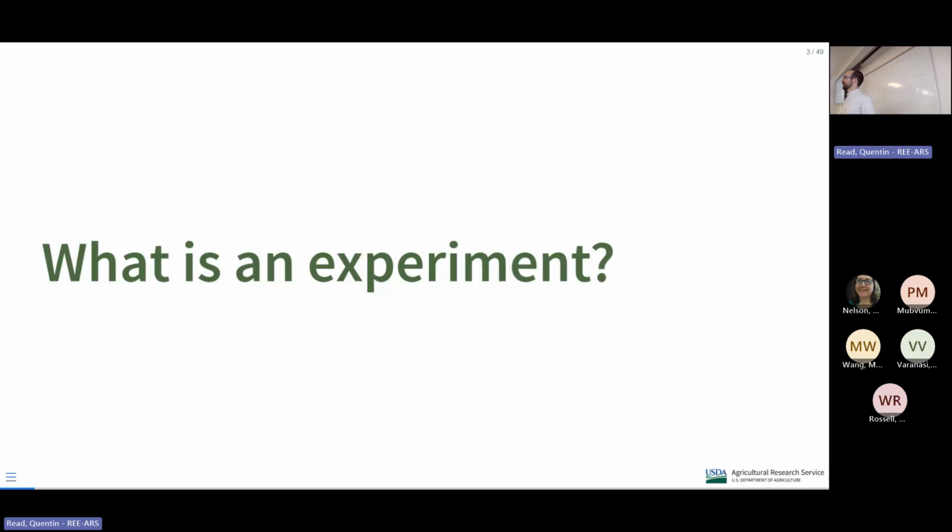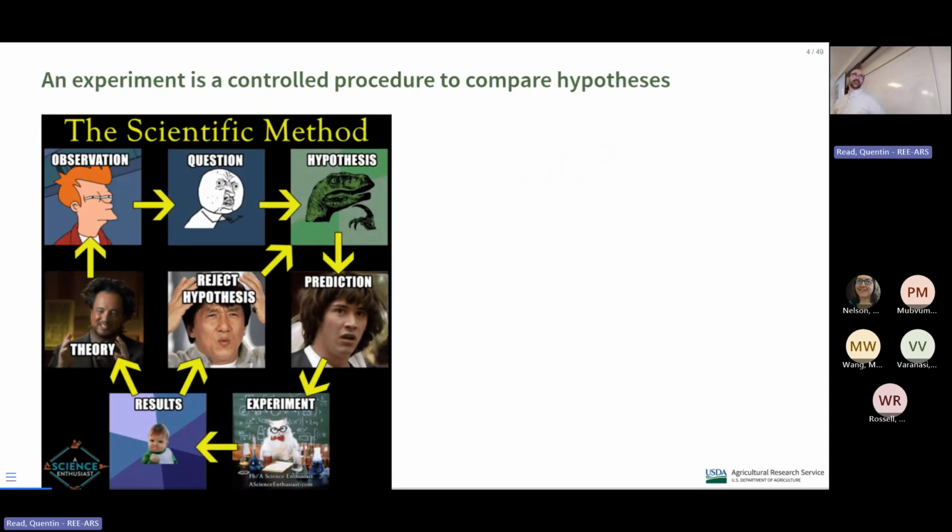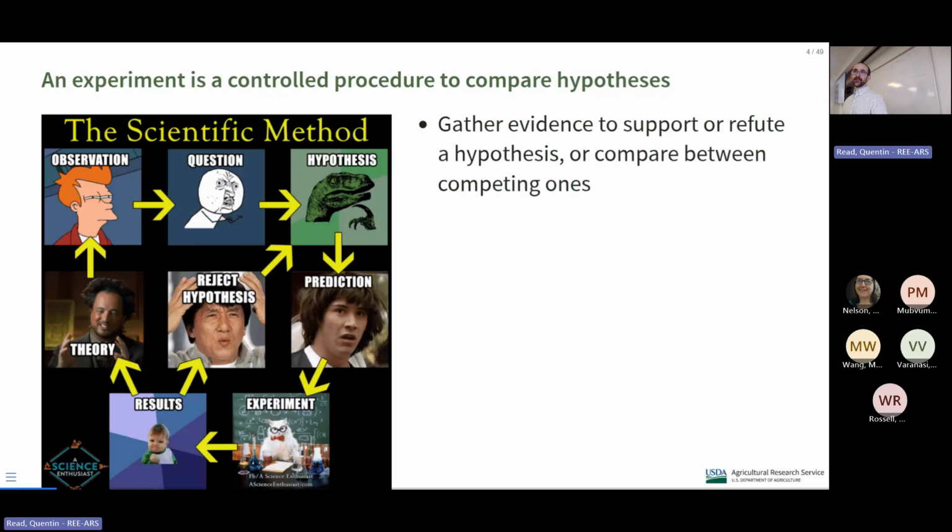I'll give a little historical and conceptual background on what experiments are for first. An experiment, we can define as a controlled procedure to compare or test a hypothesis. We'll talk about control in a little bit. A hypothesis, in other words, is a statement that we can verify or falsify about the world. We want to get some evidence either in favor or against that hypothesis, or we might have more than one idea about how things might be, and we can compare them by means of an experiment.